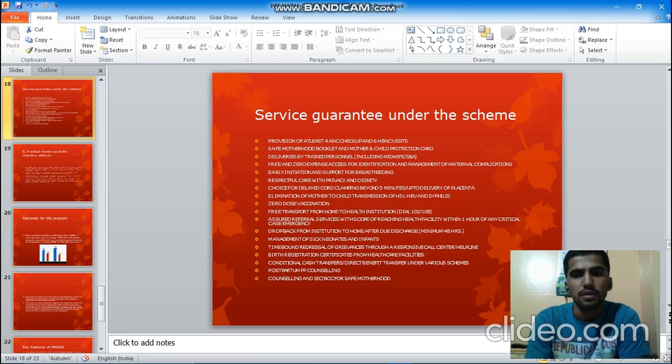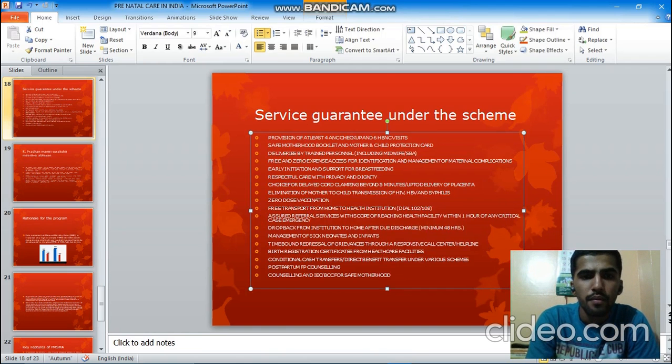So these are the services which are guaranteed under this scheme: provisions of at least four antenatal care checkups and six home visits, the safe motherhood booklet and mother and child protection card, deliveries by trained personnel including midwives, free and zero expense access for identification and management of maternal complications, early initiation and support for breastfeeding, respectful care with privacy and dignity, choice for delayed cord clamping beyond 55 minutes up to delivery of placenta, elimination of mother to child transmission of HIV, and furthermore.